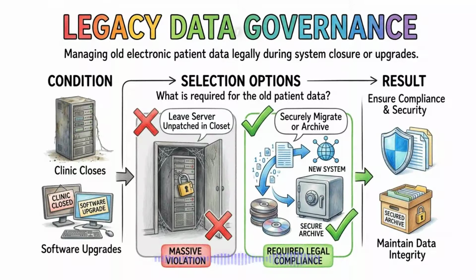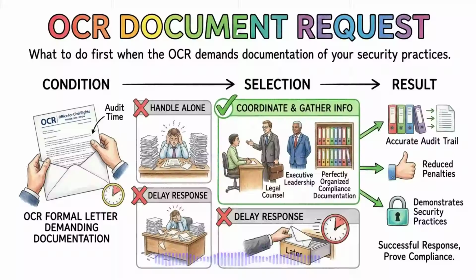Simply leaving old servers plugged in the closet without security patches is a massive, testable violation. Audits and external investigations can happen without warning, and the exam wants to know how you will react. If the Office for Civil Rights sends a formal letter demanding documentation of your security practices, what is your first move? The exam expects you to recognize that you must coordinate immediately with legal counsel and executive leadership, while rapidly gathering your perfectly organized compliance documentation.